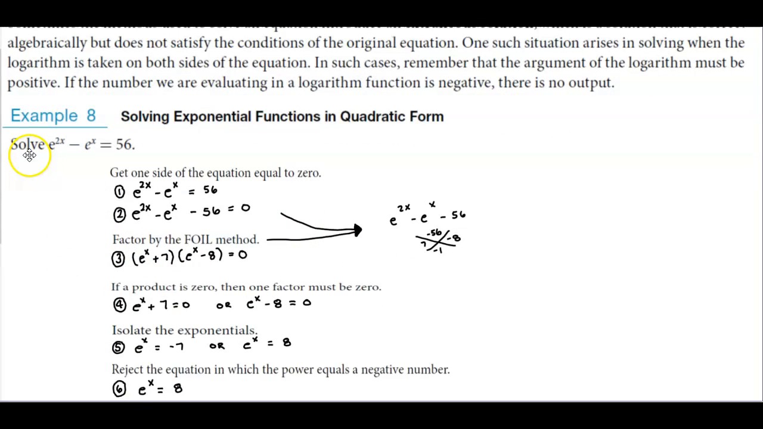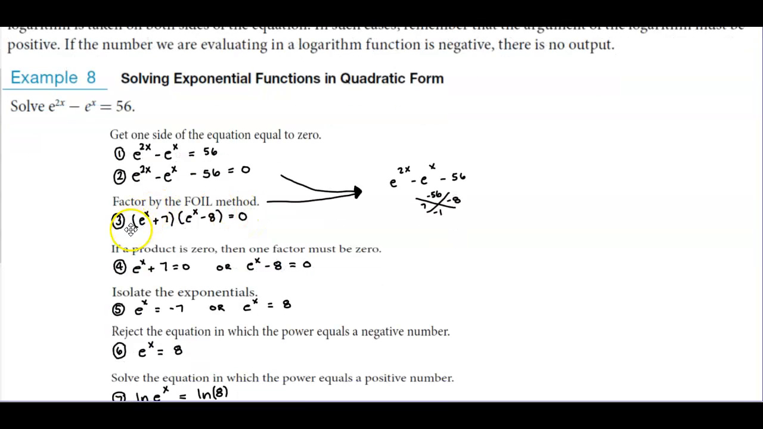We want to solve e to the 2x minus e to the x, which is equal to 56. So the first thing we want to do is get one side of the equation equal to 0. So in step 1, we rewrote the equation. And in order to get everything on one side, in step 2, we subtract 56 from both sides of the equation and set this equal to 0.